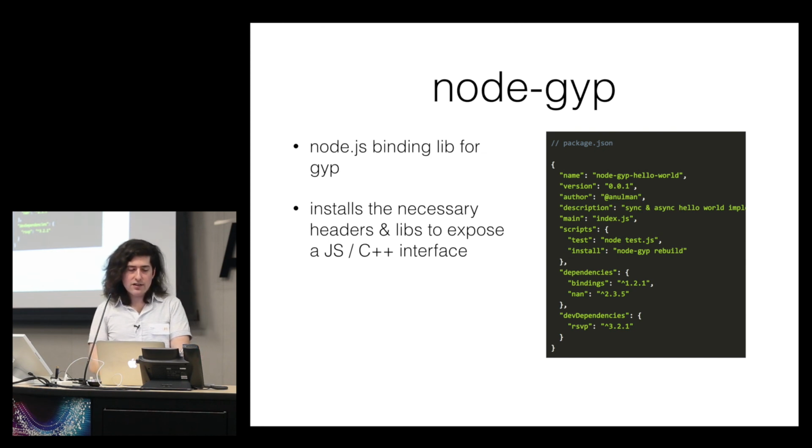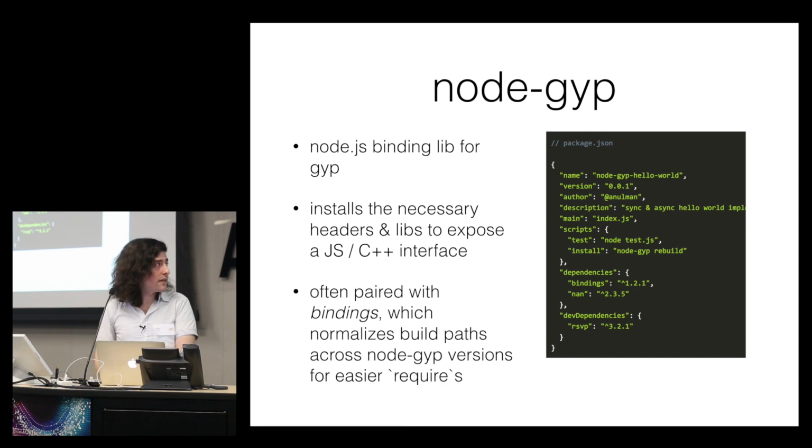Here is an example package.json from a project that uses node-gyp. You'll see that on install, we're calling node-gyp rebuild. That makes sure that the native plugin is built for the currently running operating system.